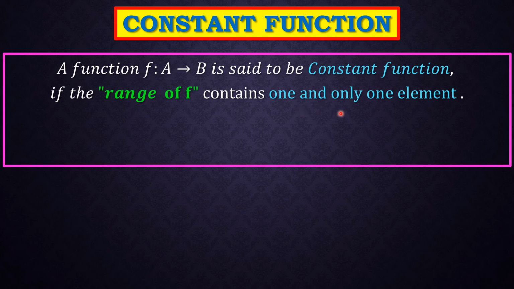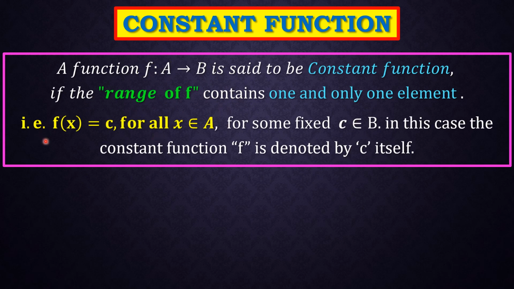The range of f contains one and only one element, that is, f of x equals c for all x belonging to A. Here we observe each and every element in the domain A is related to a fixed element c, that element in the codomain set B. So in this case, that function is called a constant function, and the constant function f is denoted by c itself.